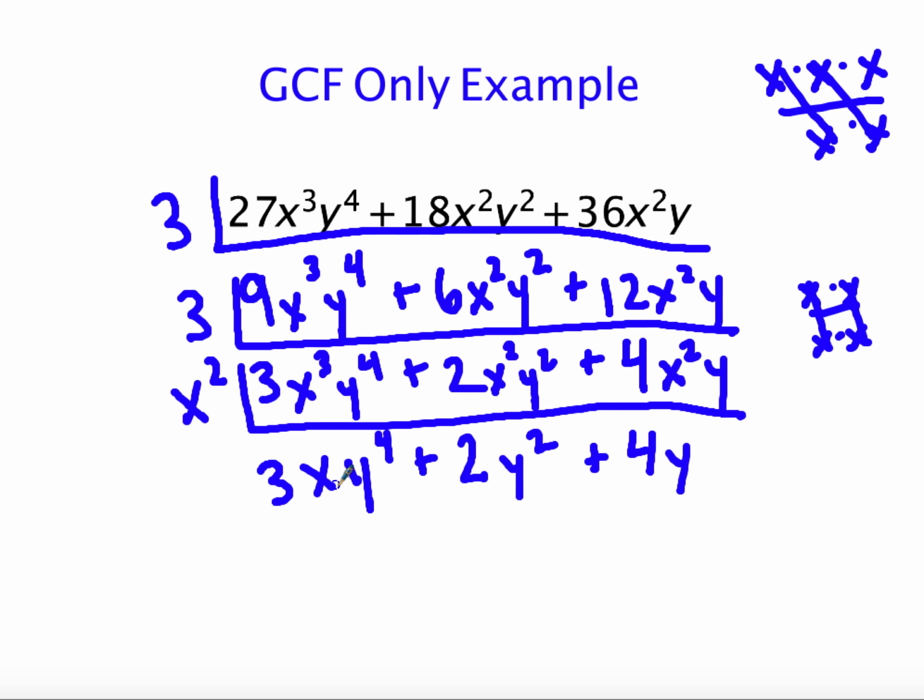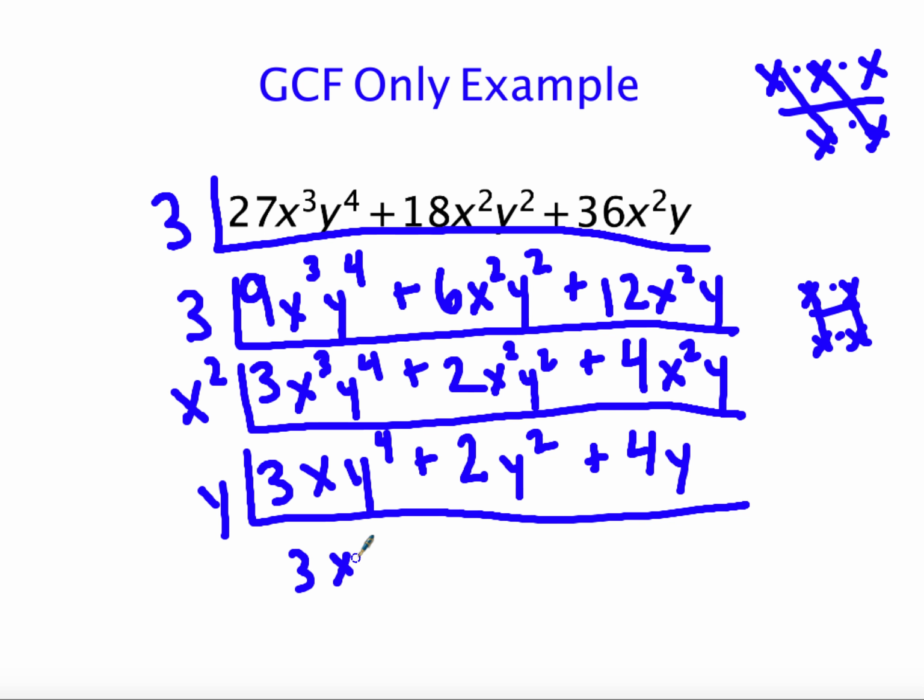Looking at these terms, 3xy to the fourth, 2y squared, and 4y, we still have one more factor that these terms share, which is y. 3xy to the fourth divided by y is 3xy to the third. 2y squared divided by y is 2y, and 4y divided by y is just 4. We're done now because if we look at these 3 terms, 3xy to the third, 2y, and 4, they do not share any further common factors. So we have the GCF.